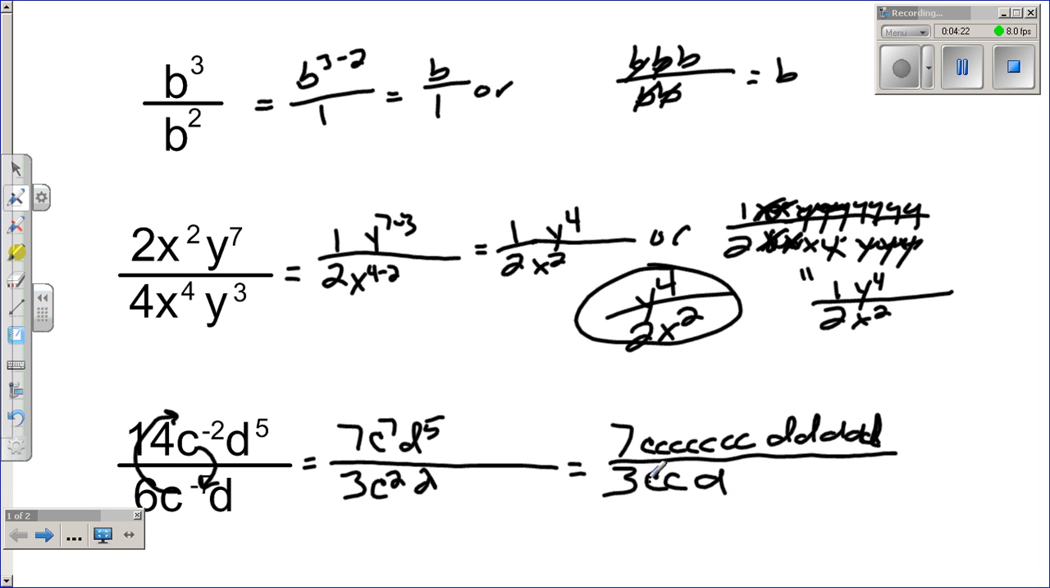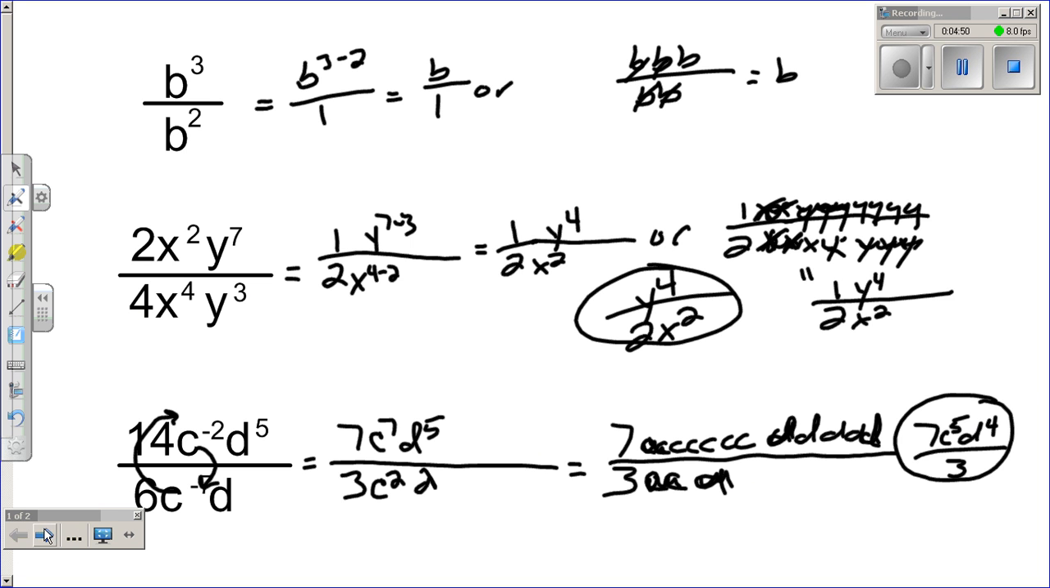Alright, my c's cancel, 2 here with 2 here. I have 1 d and 1 d. I'm left with 1, 2, 3, 4, 5 c's, so c to the 5th, and 1, 2, 3, 4 d's, so d to the 4th. Over, and down here all I have is 3. And that would be my final answer.